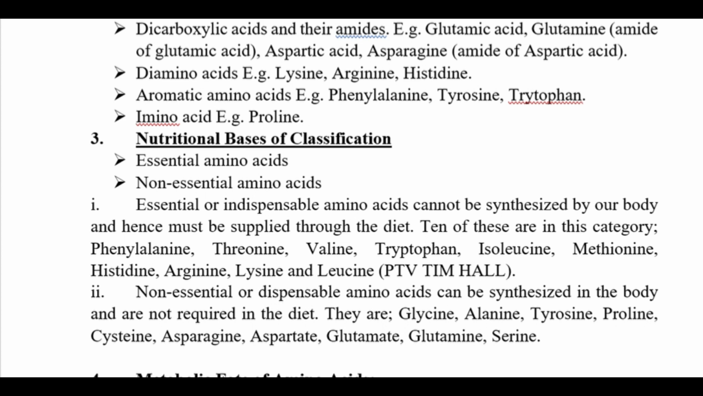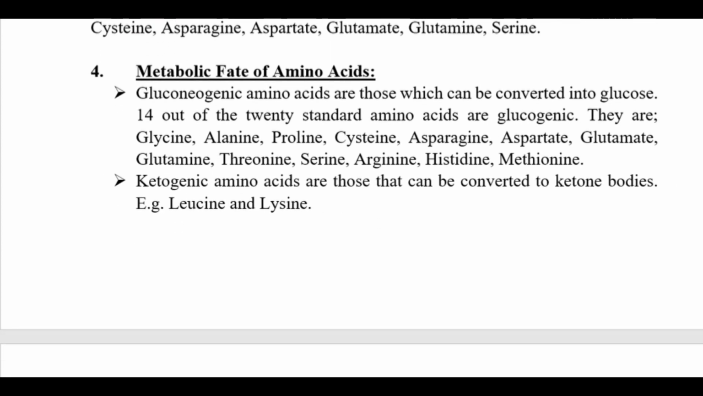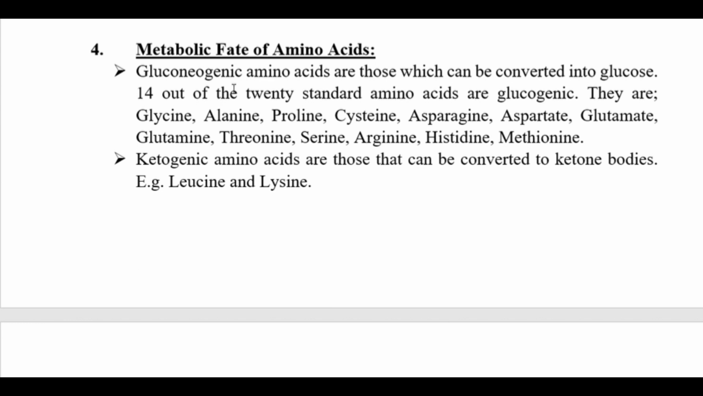Now, based on the metabolic fate of amino acids, we can classify amino acids into gluconeogenic amino acids, ketogenic amino acids, and both. You can call it gluconeogenic or glucogenic amino acids. Glucogenic amino acids are those amino acids that can be converted into glucose. Those that can be converted into glucose are called glucogenic amino acids.